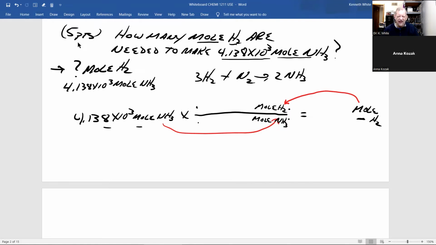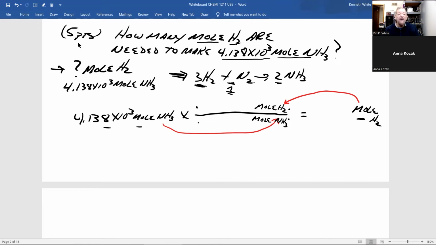And now where do we get those numbers? From the balanced chemical equation. The coefficients, the number in front, give us molar ratios. When there's no number, it's the number one. So what this really tells us is 3 moles of hydrogen react with 1 mole of nitrogen to make 2 moles of ammonia. Again, the coefficient tells you molar ratios.